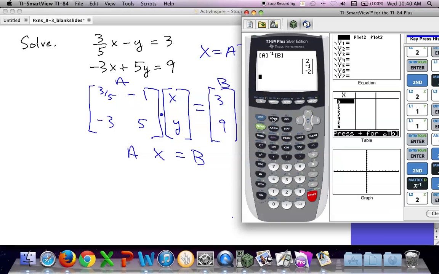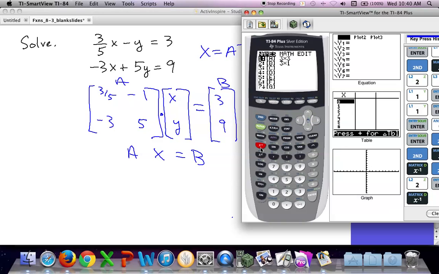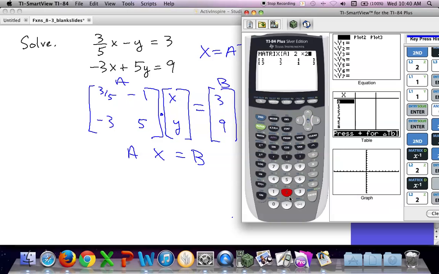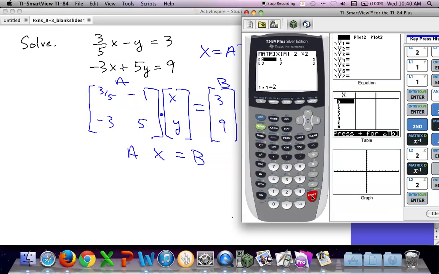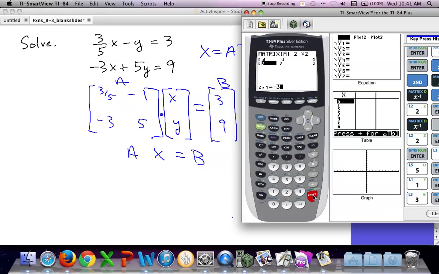So go back to the matrix menu. 1. This time it's a 2 by 2. It is 3/5, and honestly, I would just put it in like the fraction that it is. Don't round off. Don't take something like 1/3 and write 0.3, because it'll make all the difference in the world in the answer. So just write 3 divided by 5. 3 divided by 5. Enter. Right, it turned it into the decimal. That's okay. -1, -3, 5.